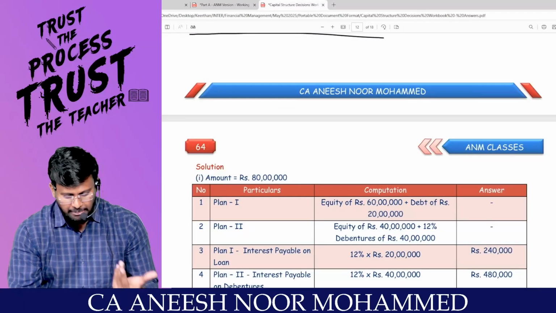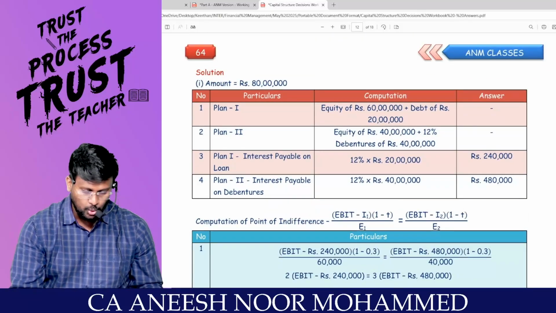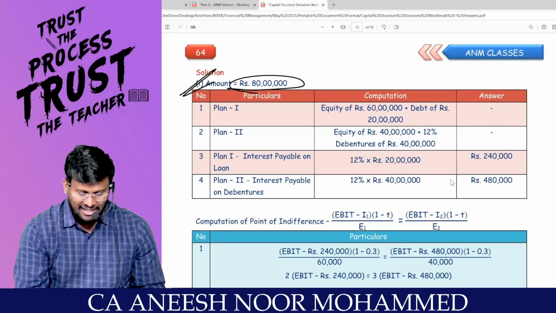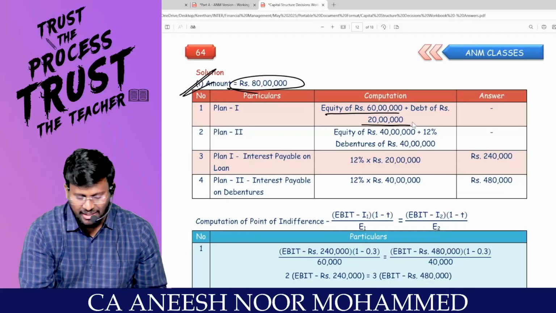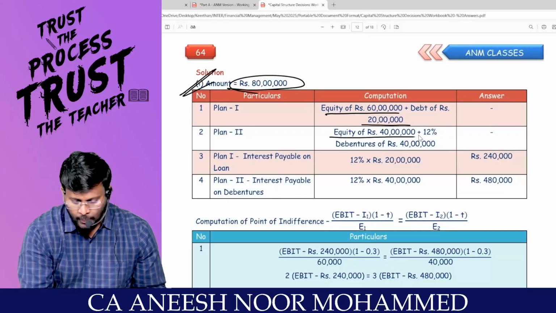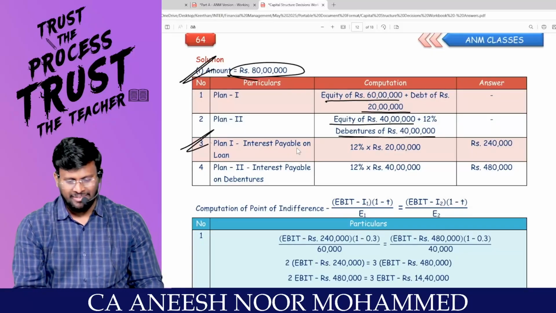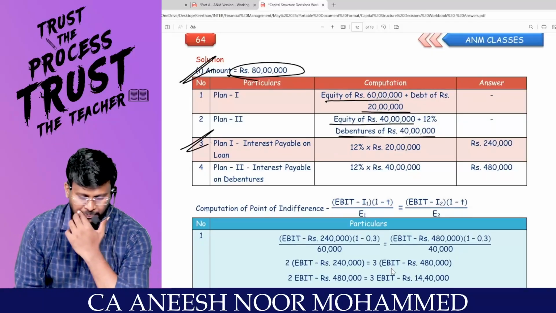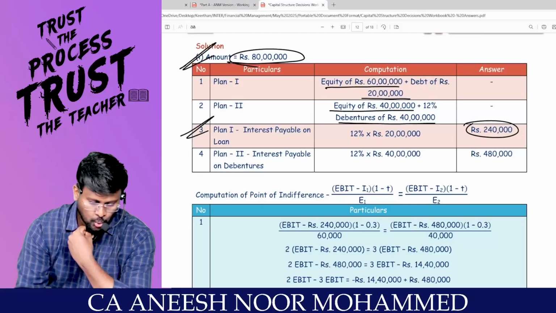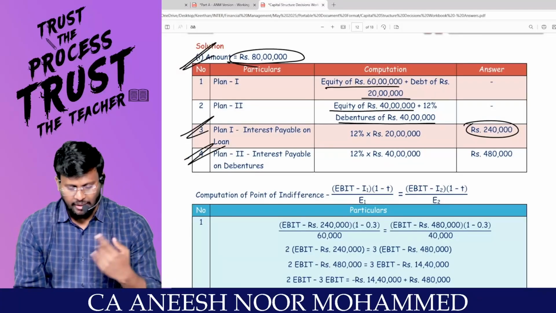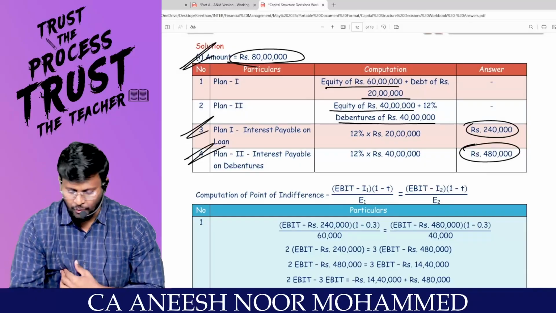Sir, same simple question. Can we go through it? Amount, what is the loan? 80 lakhs. Plan number 1: equity 60 lakh, debt 20 lakh. Plan number 2: equity 40 lakhs, debt 40 lakhs. Plan number 1, interest payable: debt 20 lakh into 12% comes to 2 lakh 40,000. Plan number 2: debt 40 lakhs into 12% comes to 4 lakh 80,000.